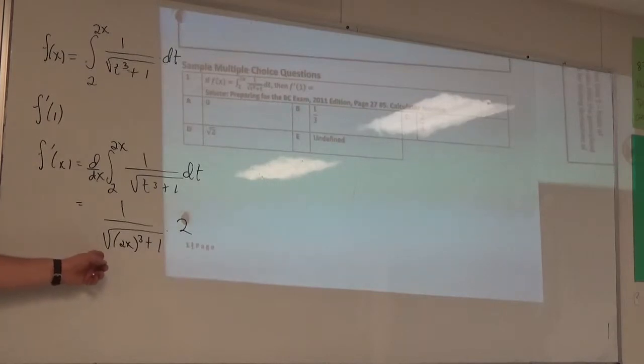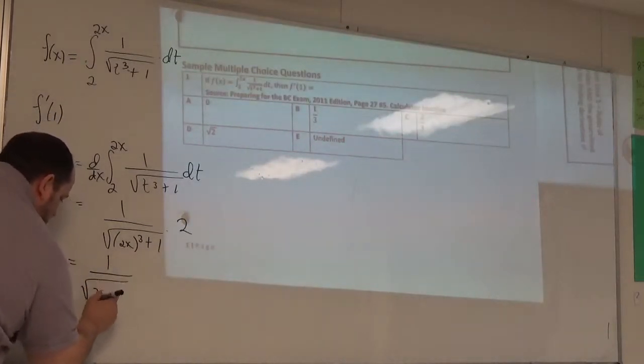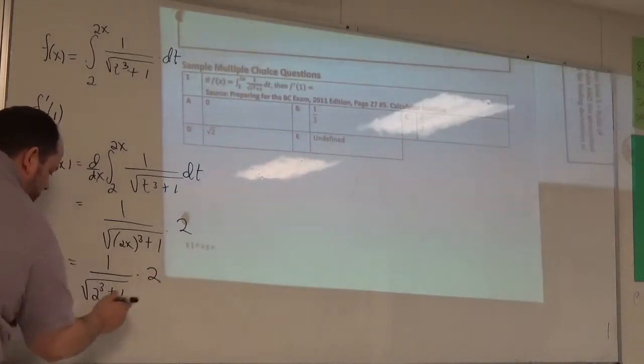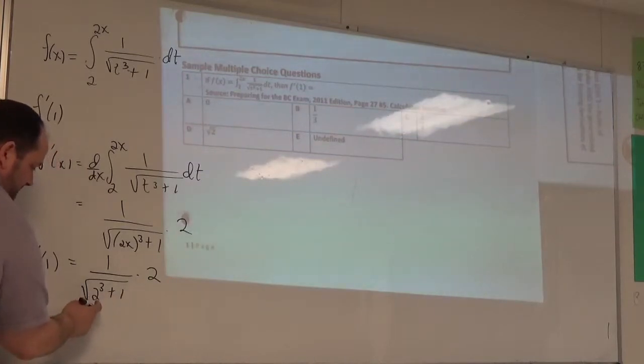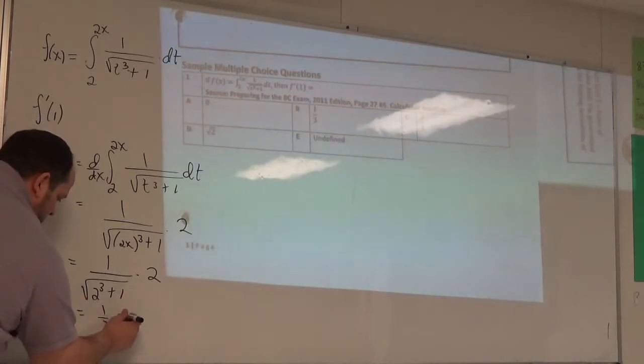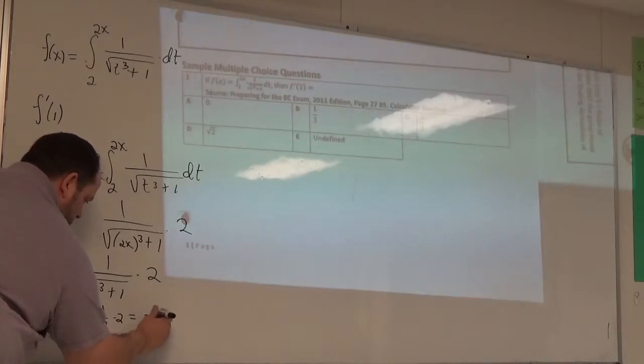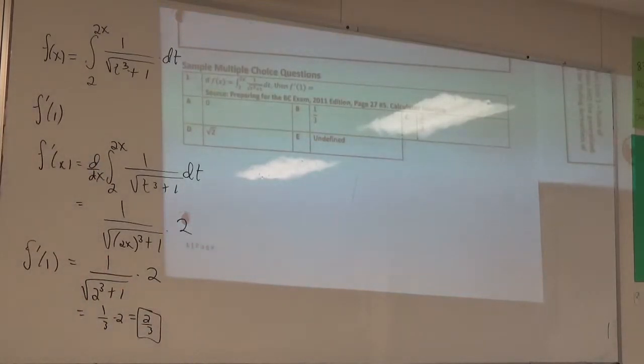Everybody okay with the setup? Okay, f prime of 1, you know what to do. Plug it in. 1 over square root of 2 cubed plus 1, times 2. 2 cubed plus 1 is 9, square root of 9 is 3. I think we get a third times 2, 2/3. Oh, it's on the front. You're okay. Everybody good with the 2/3? Would everyone agree this should be, for the 7 of you all, a pretty comfortable, easy question right now?